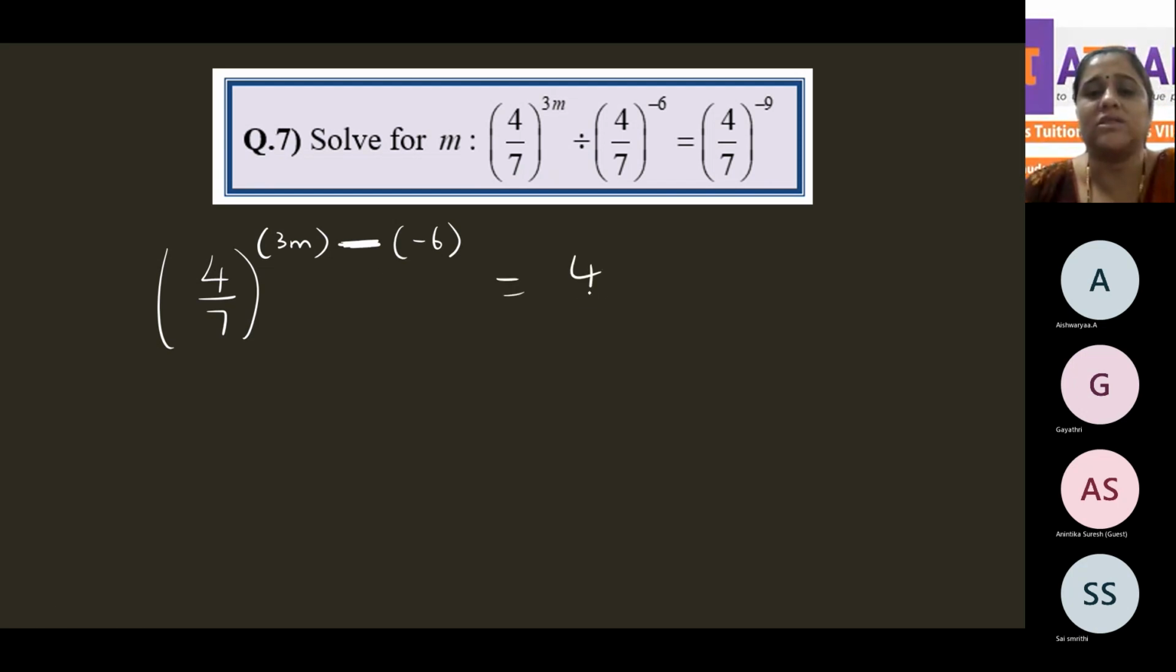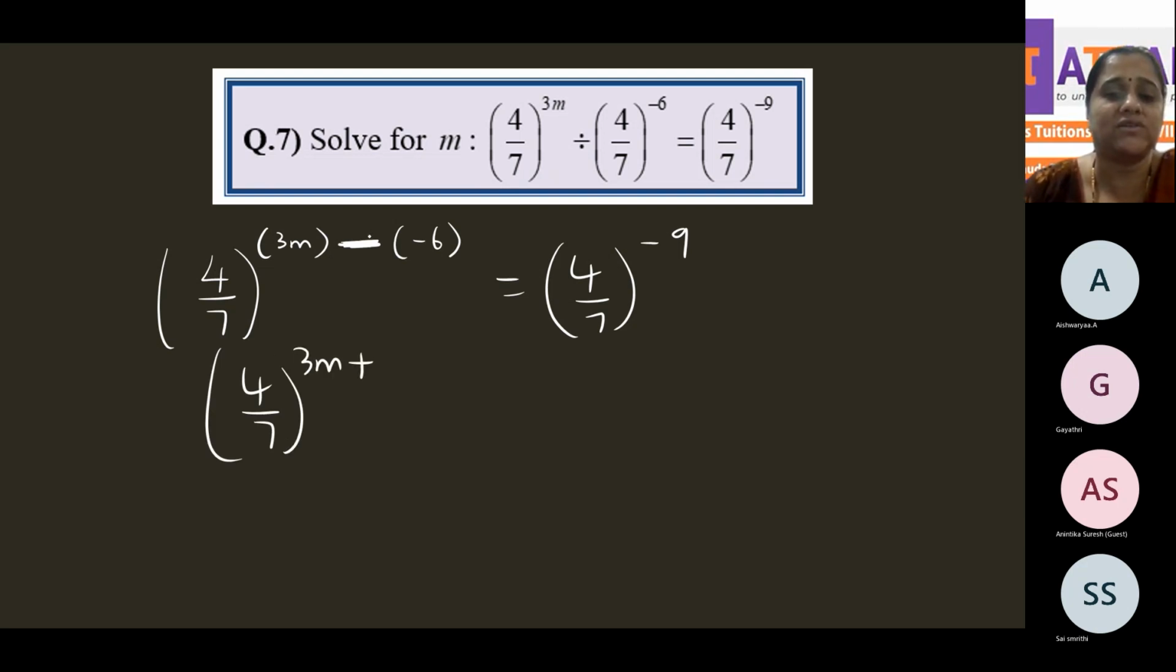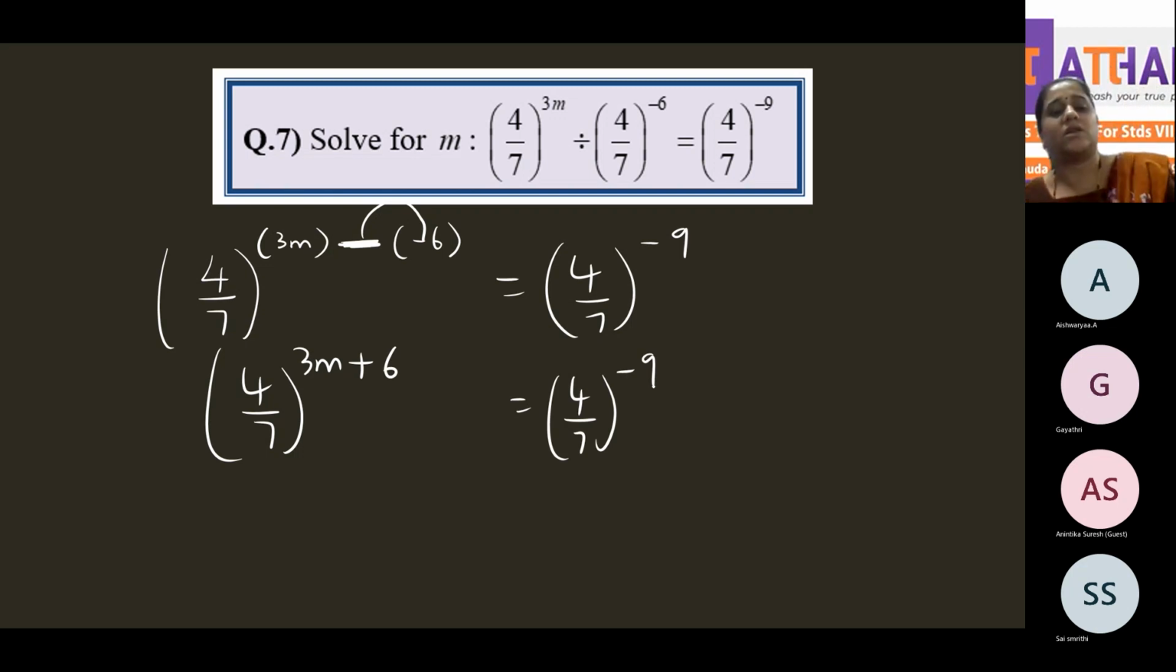Is equal to, on the right hand side, there's nothing to simplify, so (4/7)^-9 as it is. Now in the left hand side, (4/7)^(3m+6), because minus into minus is plus 6, is equal to (4/7)^-9. Now you can see how this equation looks. In the left hand side, there is only one base raised to some power, and on the right hand side also, there's only one base raised to some power.